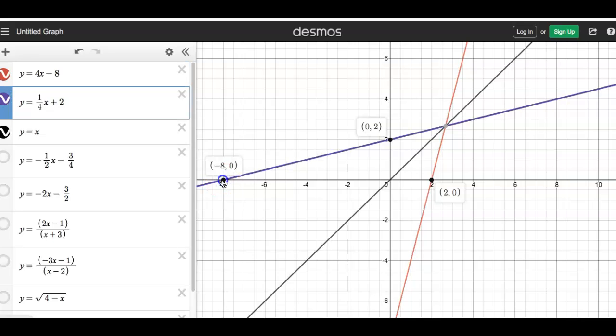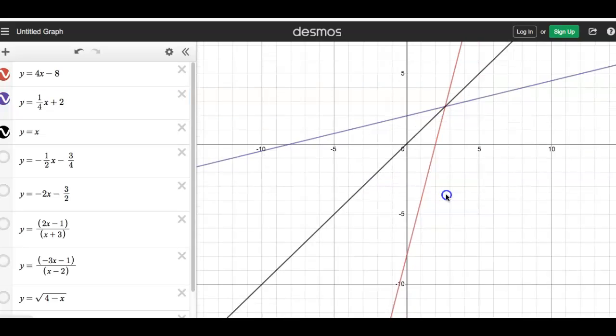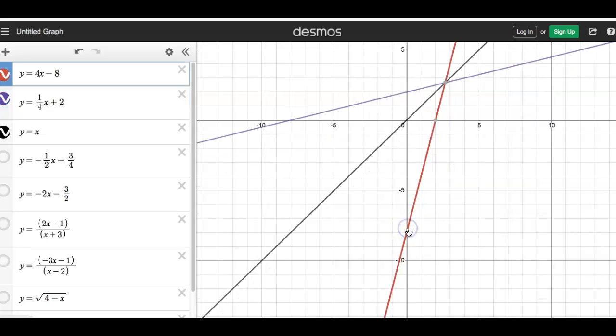Here's another example. I've got (-8, 0), and then I should have (0, -8) on the other one. So that's what inverse functions do, and that's what makes them symmetric over the line y equals x, because the x and y switch places.